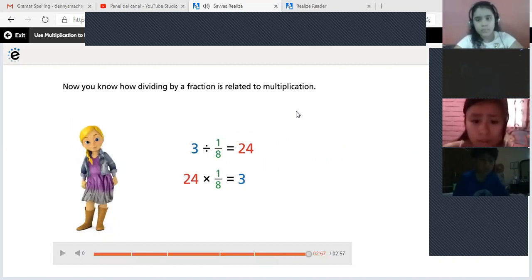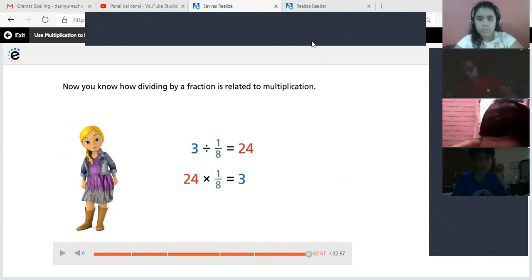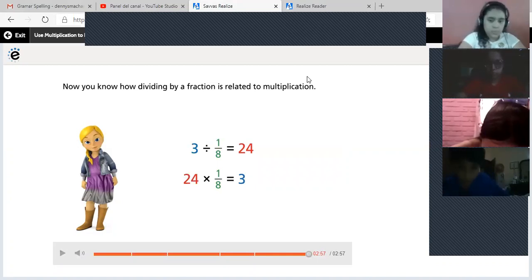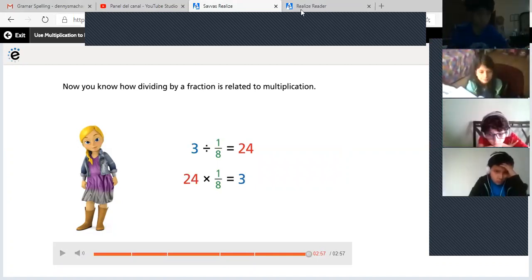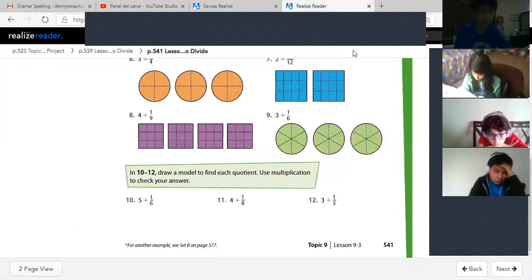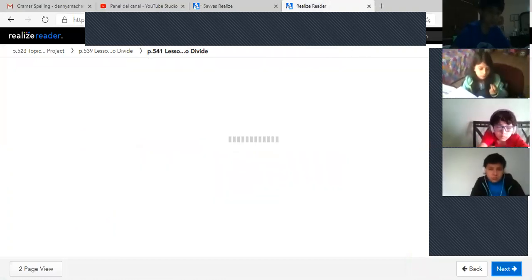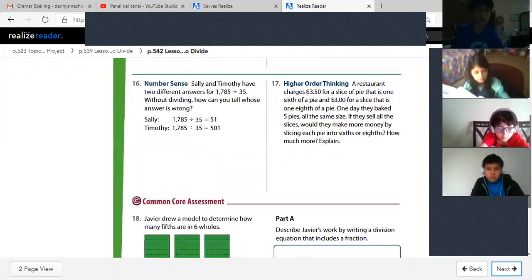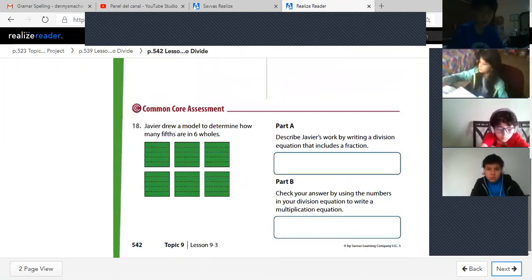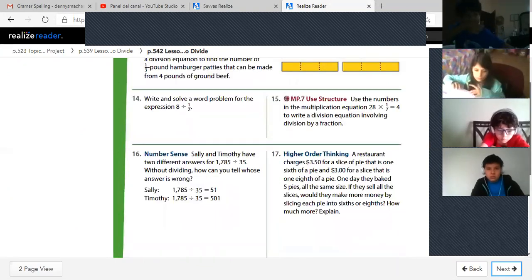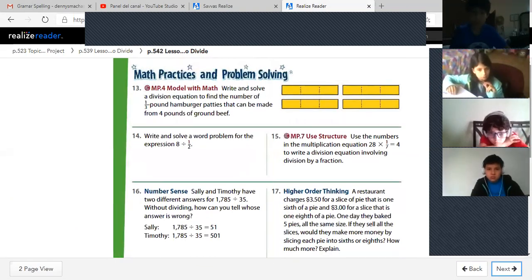So, are you sure that you know how fractions are related to multiplication? Do you have questions on this, guys? Yes. Do you have questions? No, I understand. It's clear. So let's continue then. Let's start working these problems, right? This is page 542. Okay. Number 13.